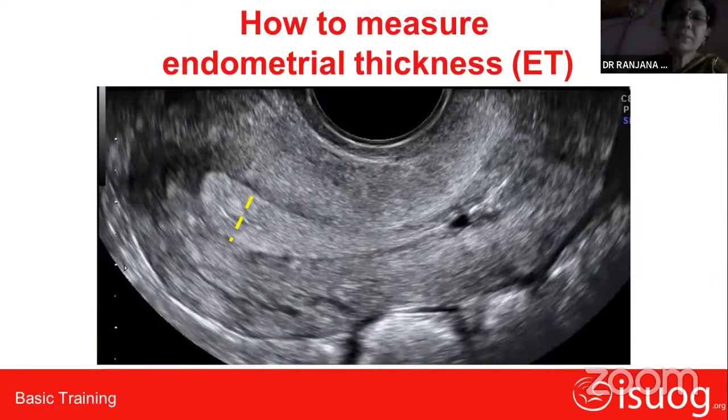So how to measure endometrial thickness? The IETA, or International Endometrial Tumor Analysis, has categorized the measurement of endometrial thickness in the mid-sagittal plane. It should be in the widest part. At the time of measuring the thickness, the whole endometrium from the fundus to the cervix should be seen, and it should be perpendicular to the midline.